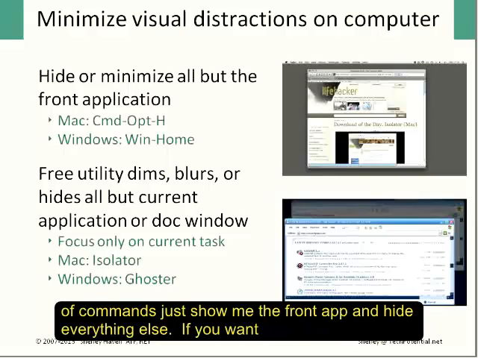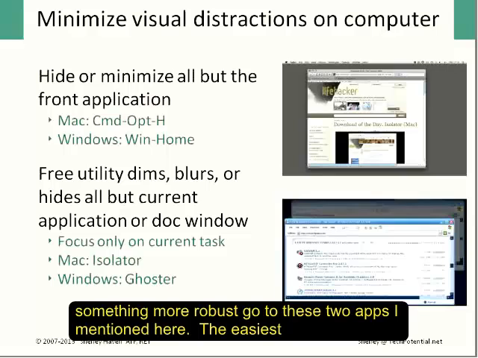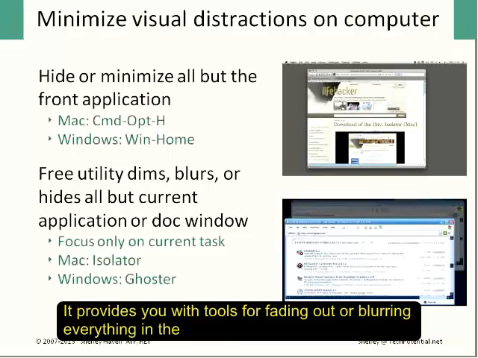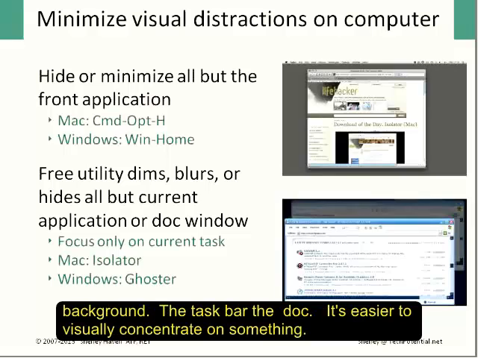If you want something a little more robust, I suggest going to these two apps I've mentioned here. Easiest thing to do is just Google them. One is called Isolator for Mac, Ghoster for Windows. It provides you with a number of tools for fading out or blurring everything in the background, including the taskbar, the dock, etc., and just showing the front-most window. It's kind of impressive that when you only are looking at one thing on the screen, it's so much easier to visually concentrate on something.